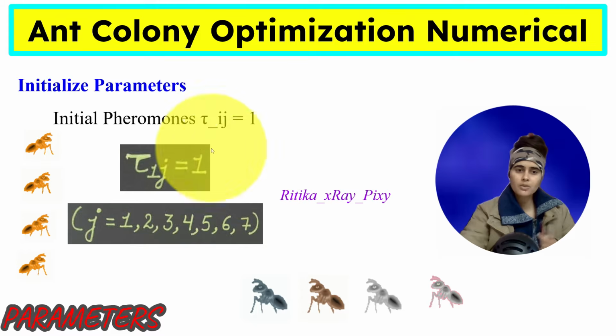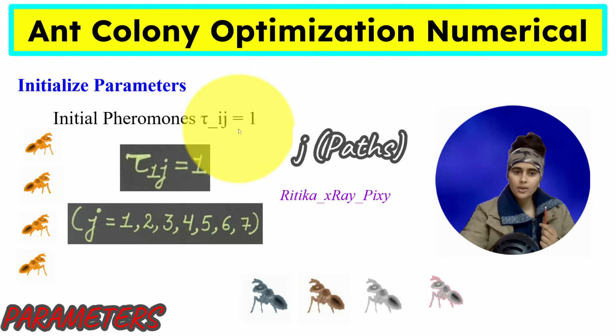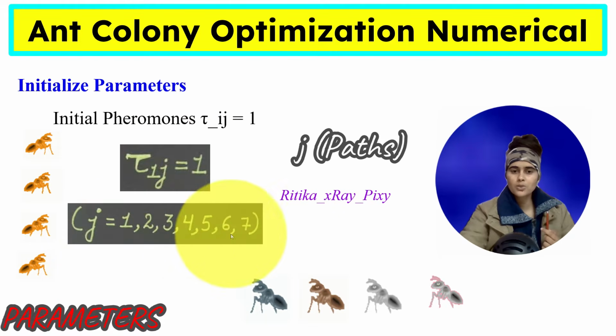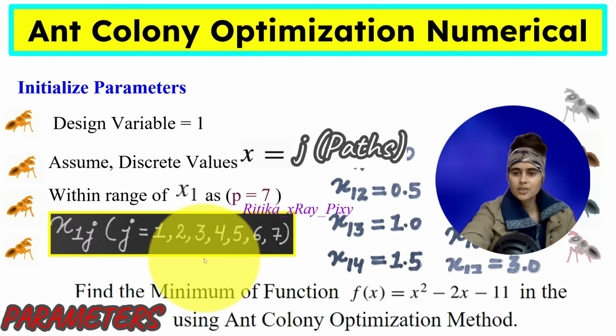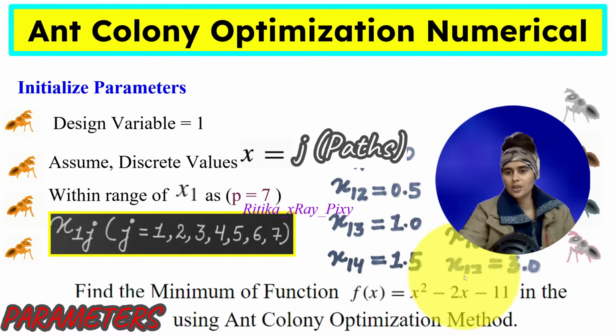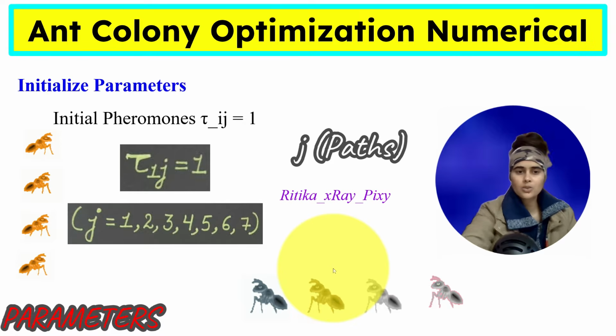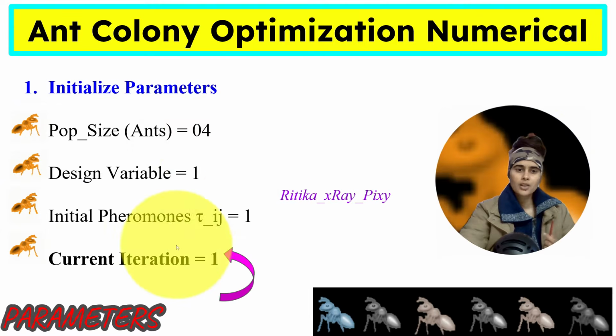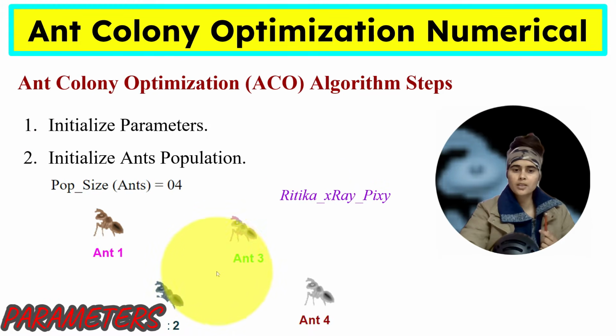For simplicity, we will set the initial pheromone value on each path. It is 1, and here you can see it's 1. For j we have 1 to 7, as we have 7 discrete values. So we will initialize the pheromone on each path. Initially it is 1, so we have population size 4, design variable 1. Then we have initial pheromone on each path, that is 1. Then we have current iteration, it's 1. So we have 4 ants in the current population.